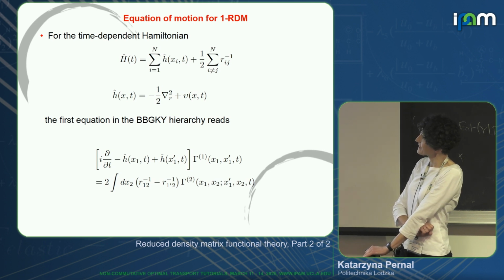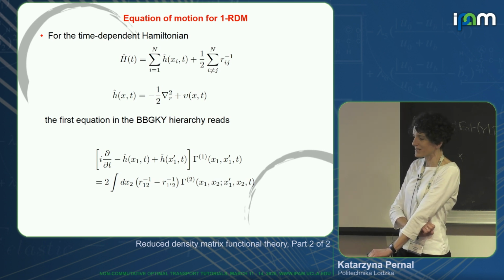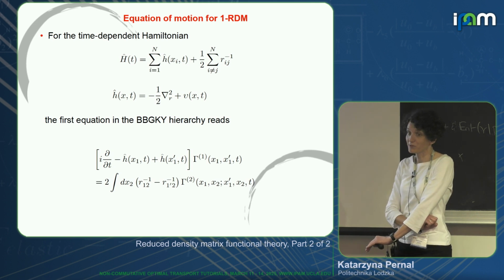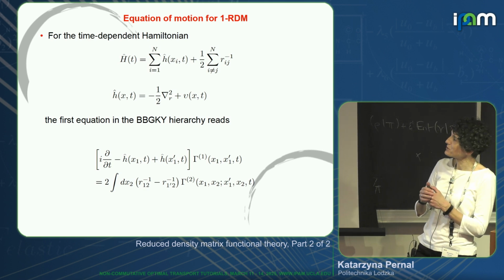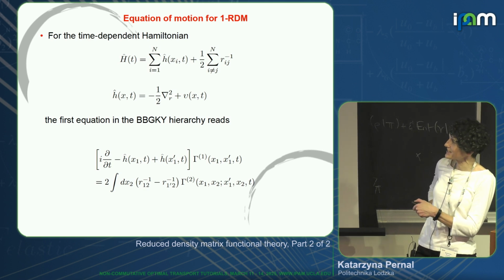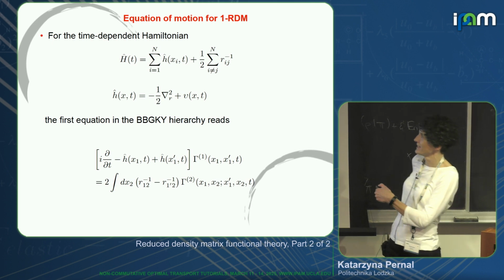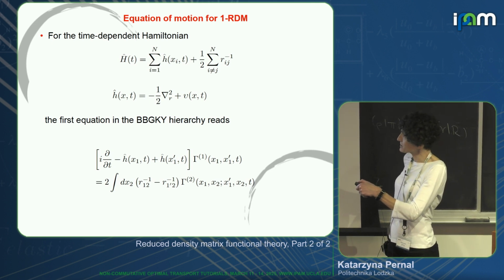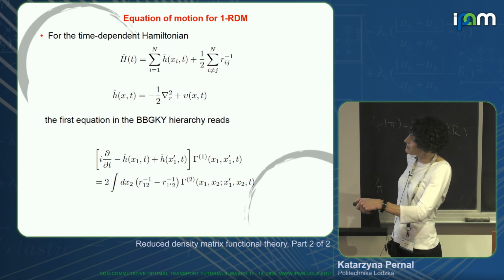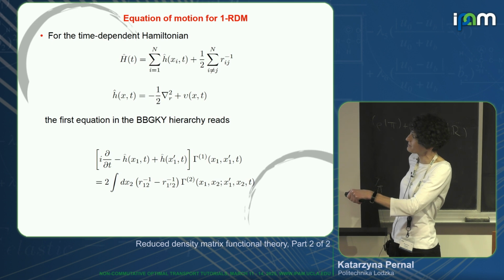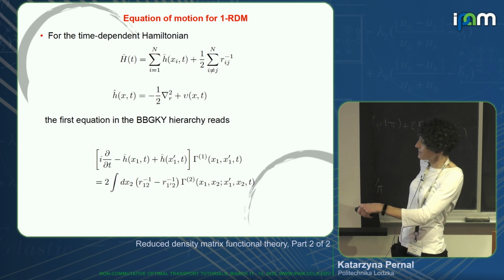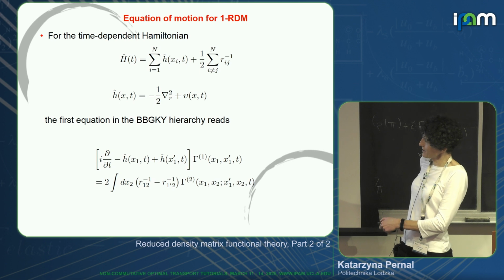We will proceed in a slightly different direction, because our goal is to have an equation of motion, a time-dependent equation, which involves only one RDM, right? The goal is to formulate a time-dependent one electron reduced density matrix theory or equation. So let's see what we can do. So let's take a look at the first equation of this BBGKY hierarchy. As we already know, the first equation involves one RDM and two RDM, right? And then what do we do?